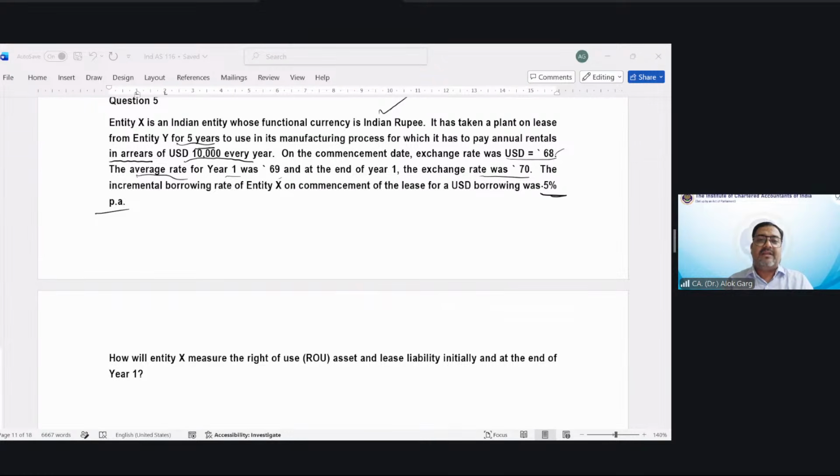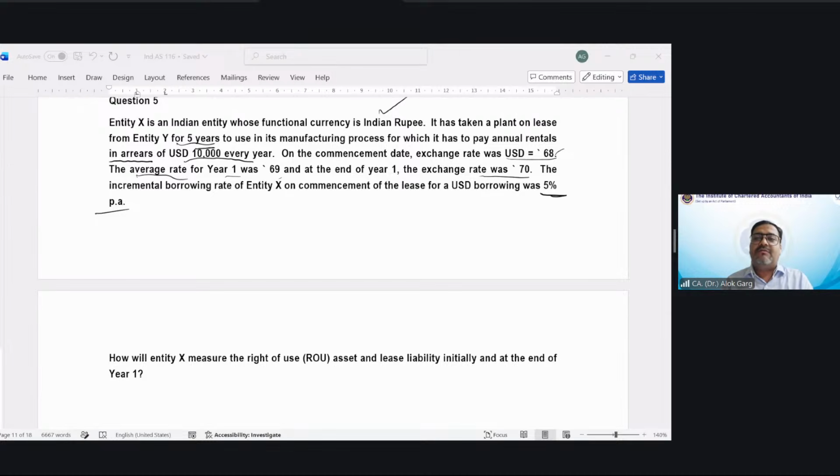How will this entity measure it? Tell me. What is this question asking, guys? The main part of this question is that the leases are in US dollars. This is the part of the question.